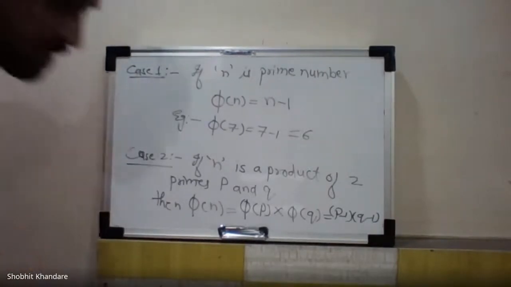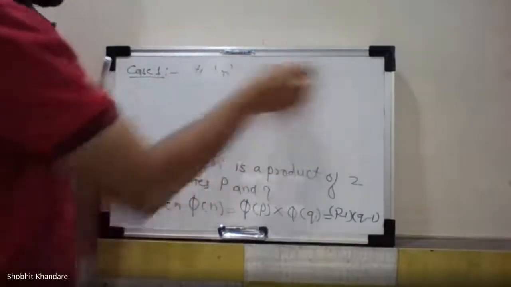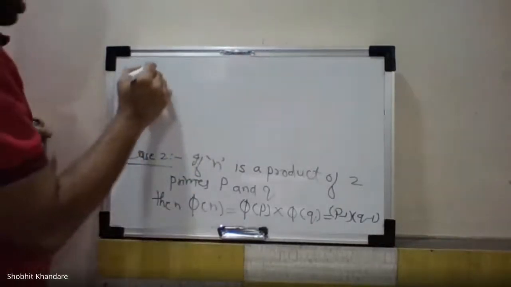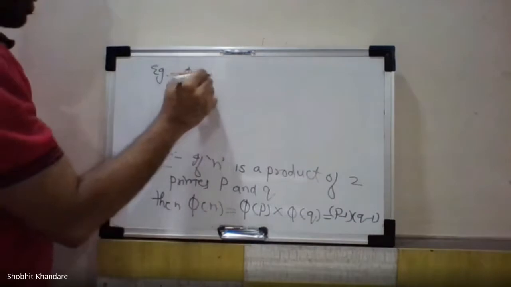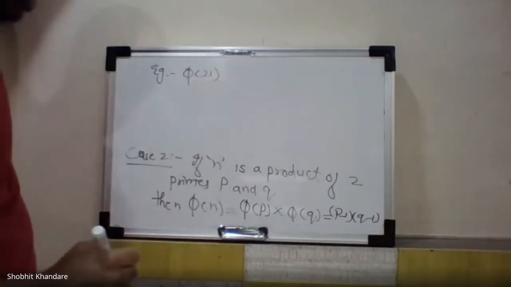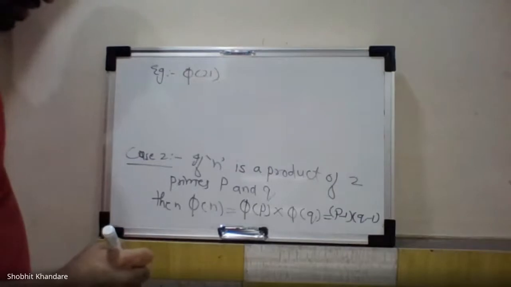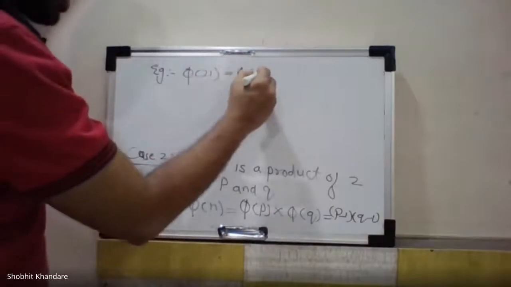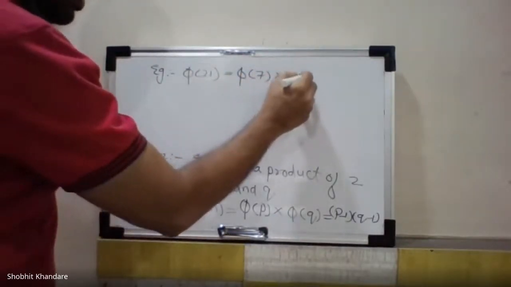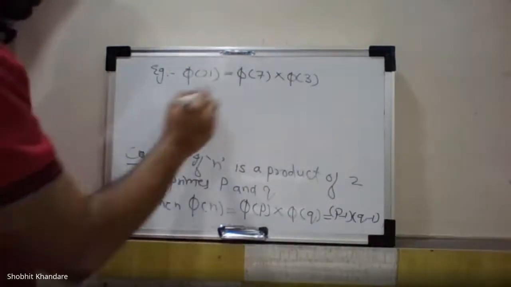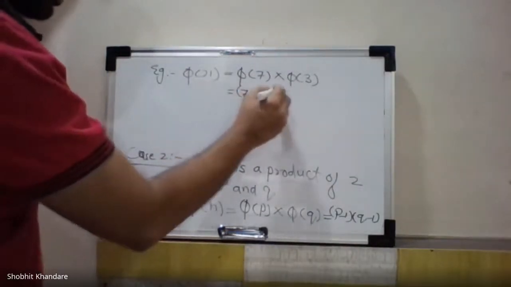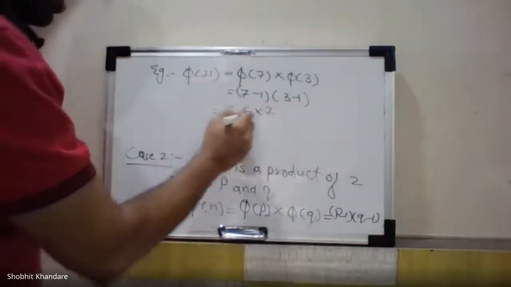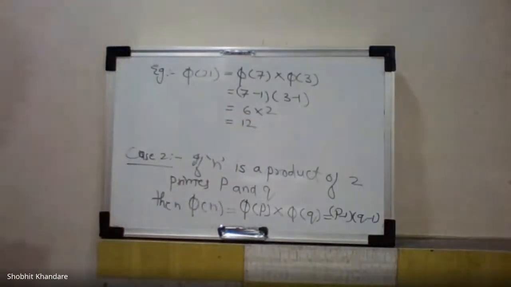For this, you can take an example, phi of 21. Phi of 21 is equal to, I can have a product of two prime numbers, that is phi of 7 into phi of 3. Phi of 7 into phi of 3 is equal to 7 minus 1 into 3 minus 1. So it is 6 into 2, which is equal to 12.